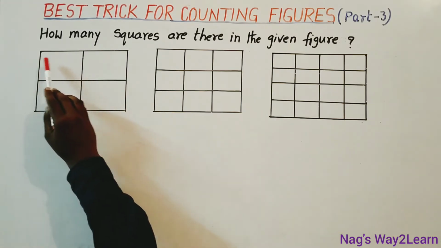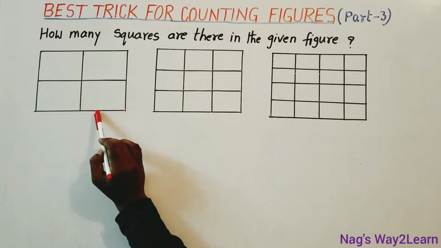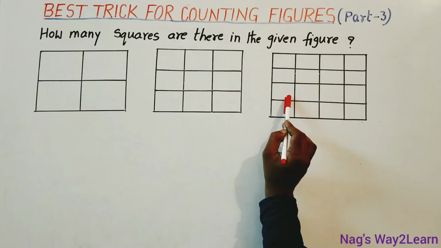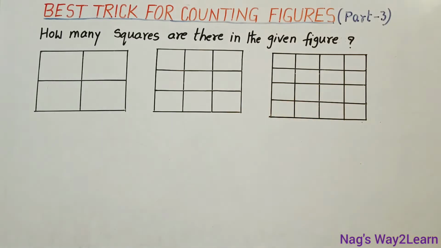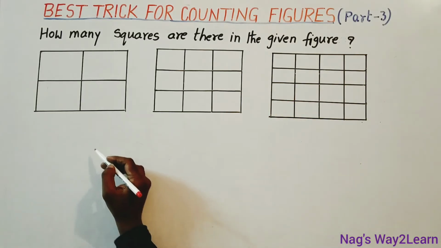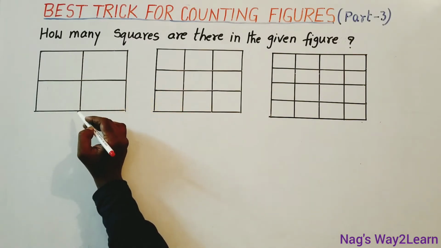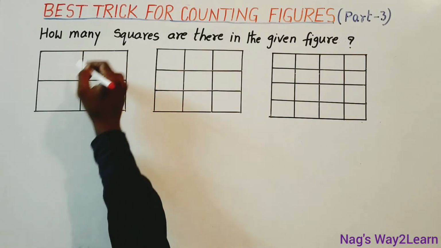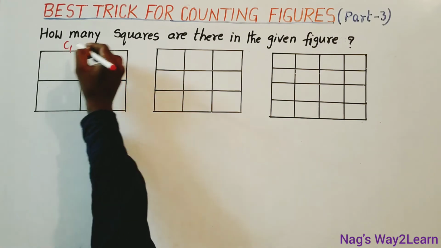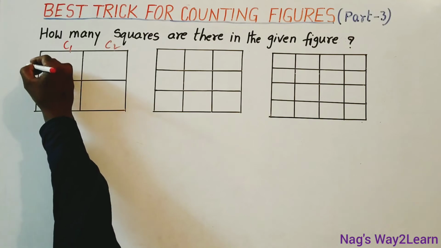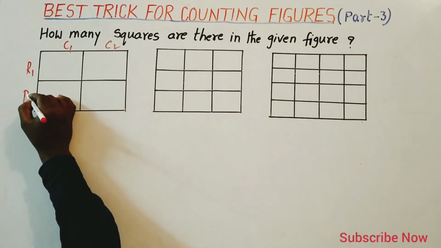If the given figure is simple like this, you can easily count. But if complicated figures like this are there, it will be very difficult. So you just follow one simple trick. That is, you see how many columns and how many rows are there. Here there are two columns, column 1 and column 2. There are two rows, row 1, row 2.